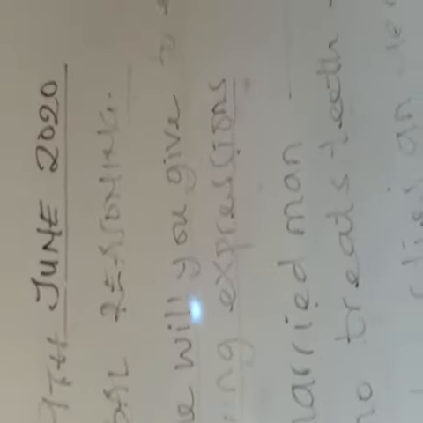Now, number one, an unmarried man. What do you call an unmarried man? An unmarried man is called a bachelor. Now let's spell bachelor together. B-A-C-H-E-L-O-R, bachelor. An unmarried man is called a bachelor.